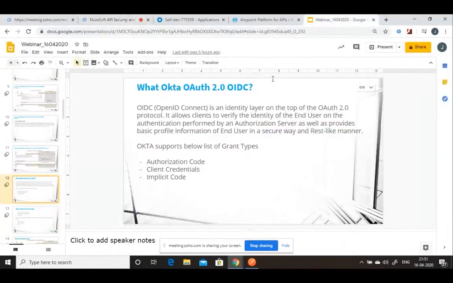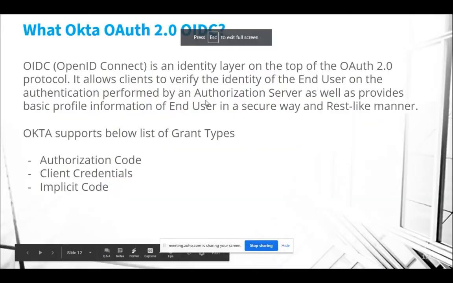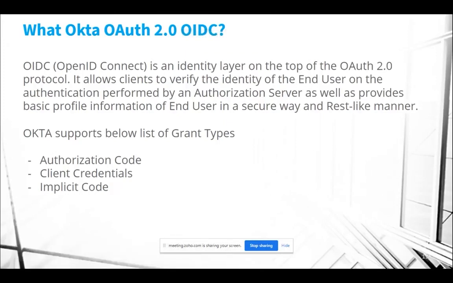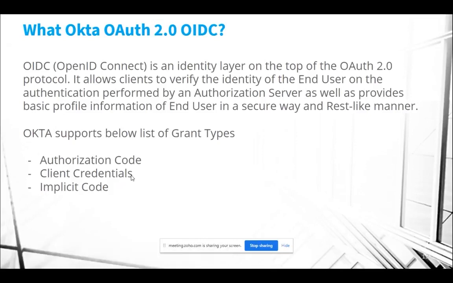Okay, so let me go to Okta and we will see the demo on Okta. Okta is similar to AWS Cognito. It's also a third-party provider. It also supports various flows: authorization code, client credential, and implicit. But we will see these two, authorization code and client credential.